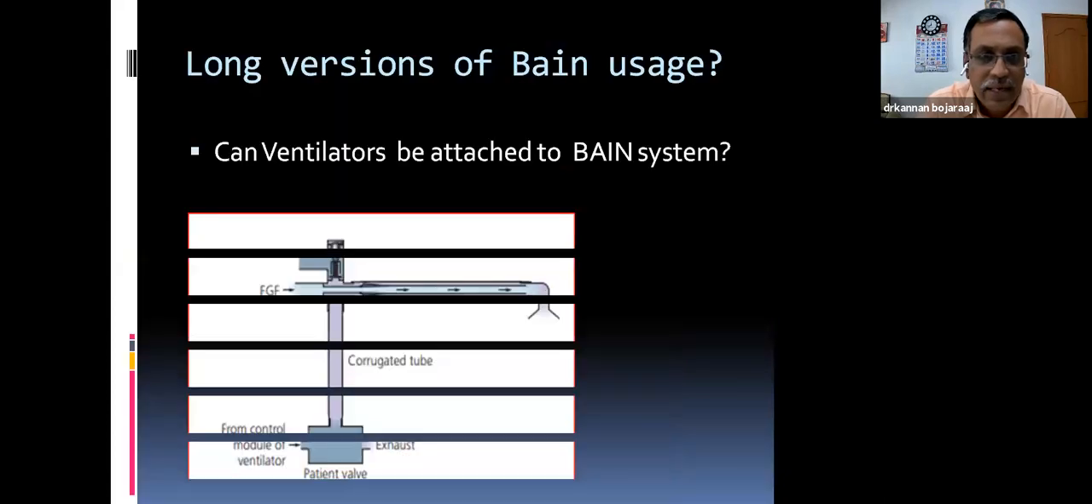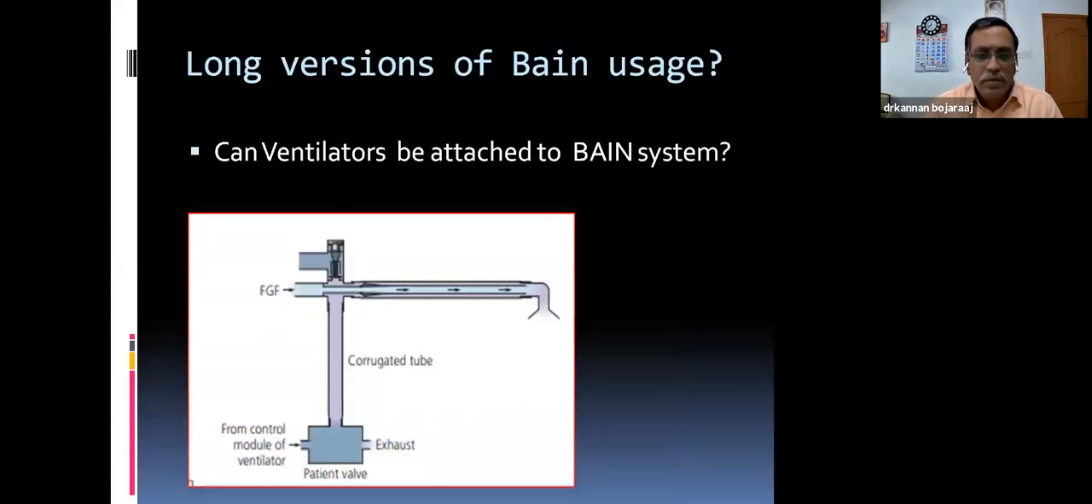Okay. See this? You take away the patient valve and the exhaust valve. This is the system console of this anesthetic ventilator. These are the corrugated tubings of the ventilator. You can fix them in the place where the reservoir bag is available. Next.